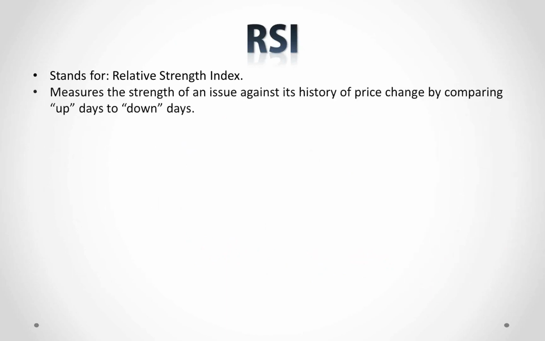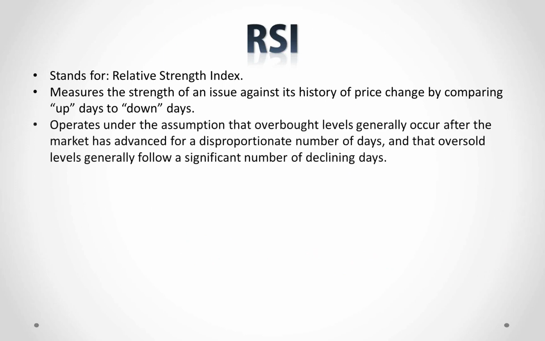Next, we're going to get into the RSI, which stands for the Relative Strength Index, and it measures the strength of an issue against its history of price change by comparing up days to down days, or if you're not using it on a daily chart, up bars to down bars. So it operates under the assumption that overbought levels generally occur after the market has advanced for a disproportionate number of days, and that oversold levels generally follow a significant number of declining days.